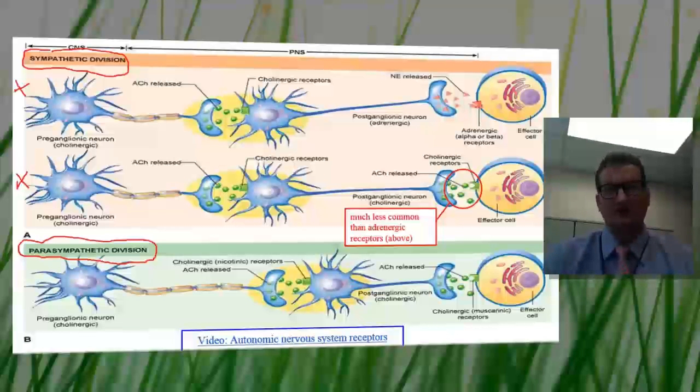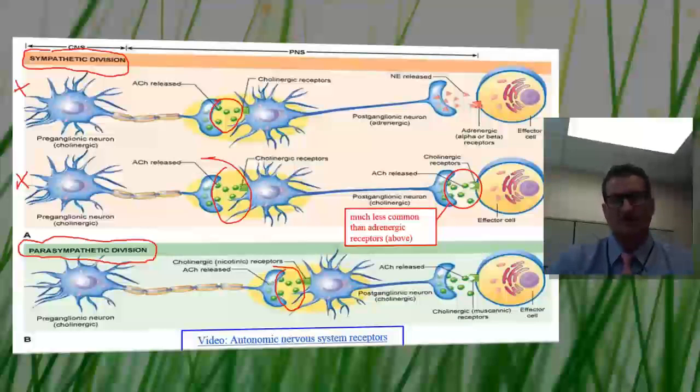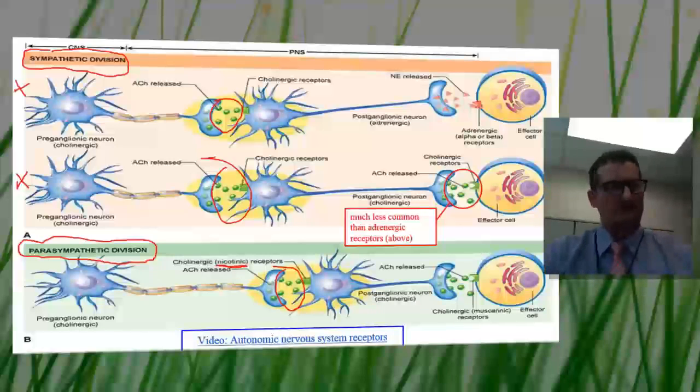So it's important to remember that all of the preganglionic neurotransmitter is always acetylcholine, and that's shown here. So these are called the cholinergic receptors, and if the receptors are part of the parasympathetic, we sometimes call those nicotinic receptors.